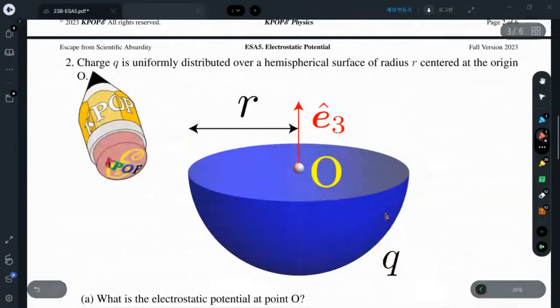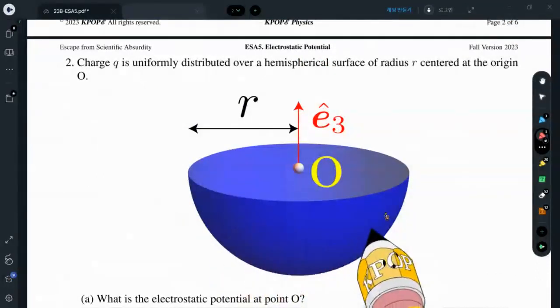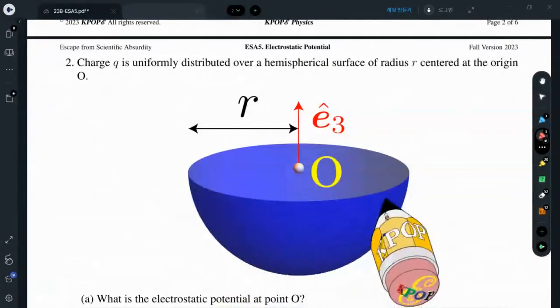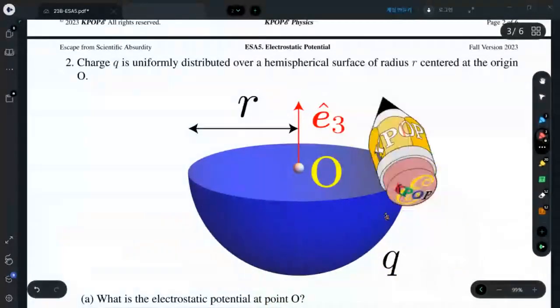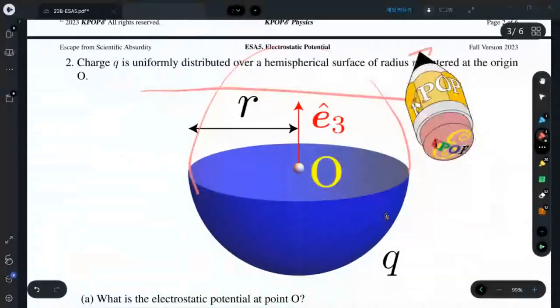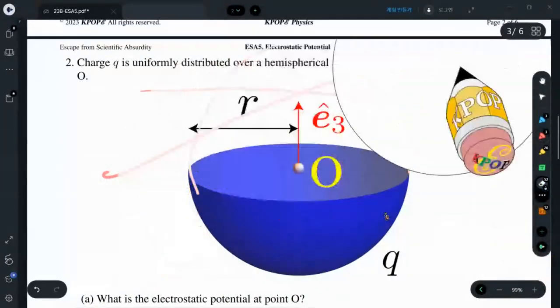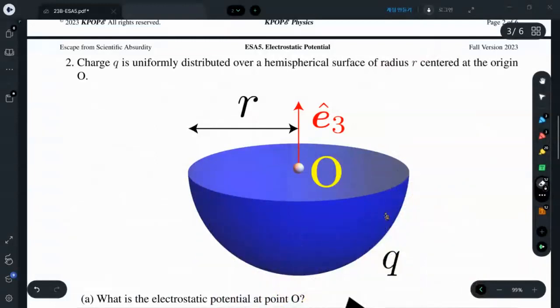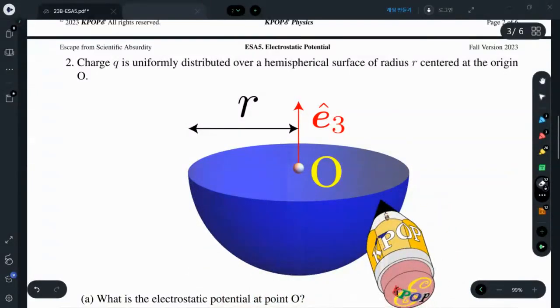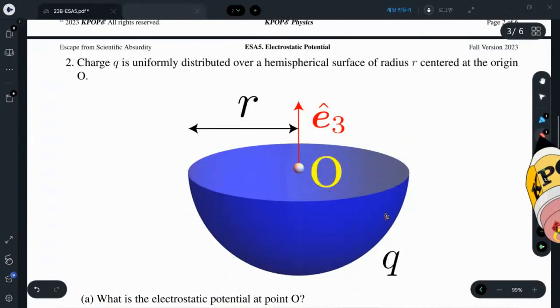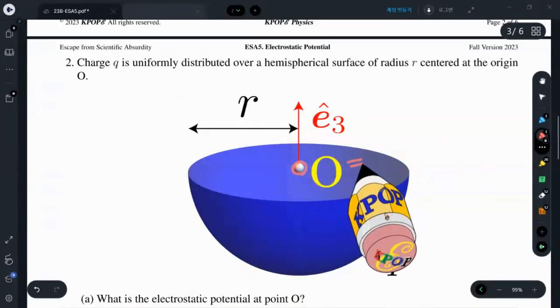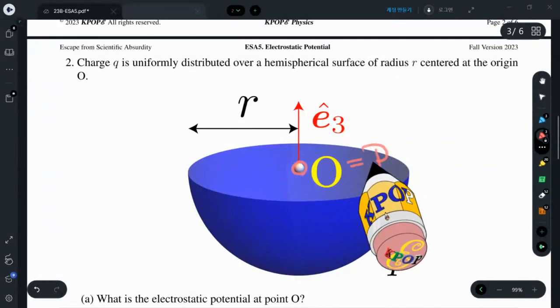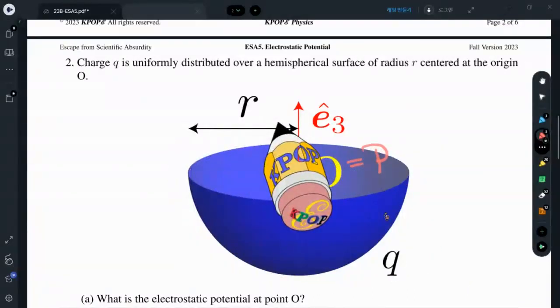Next, we consider a charge Q uniformly distributed over a hemisphere. This is a full sphere, and I cut off the upper part, and the remaining part is just the lower hemisphere. The source charge is distributed uniformly, and then I have a field point. This is a field point. O is equal to P, and we have a radius R.